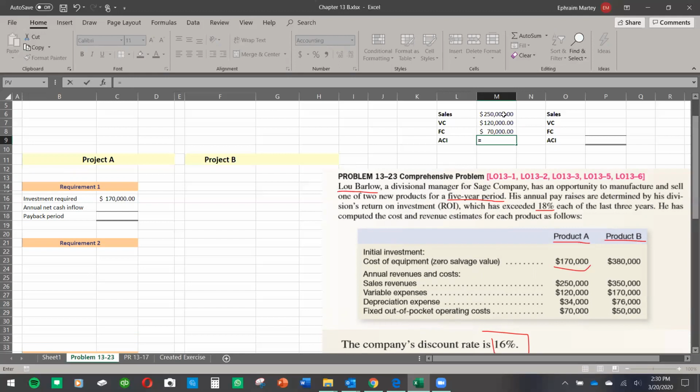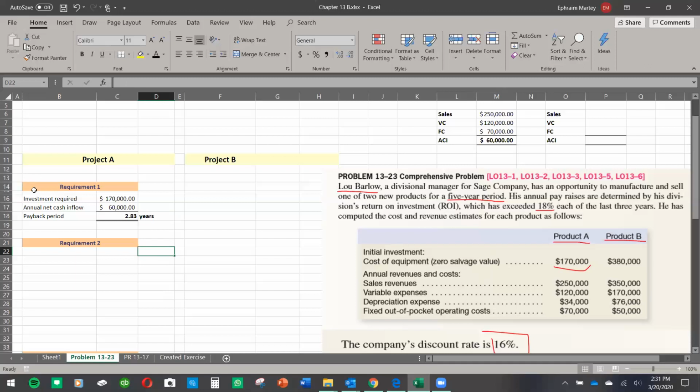So what is our annual net cash inflow? We take sales and we subtract those two expenses. That gives us 60,000. So we just reference the annual net cash inflow to this one, which was 60,000. And then we divide 170,000 by 60,000. That gives us 2.83 years. So that means it's going to take Lou 2.83 years to get the 170,000 he is investing in product A.